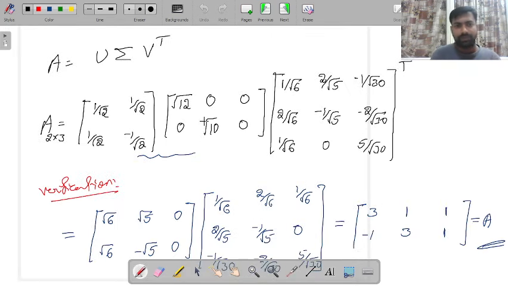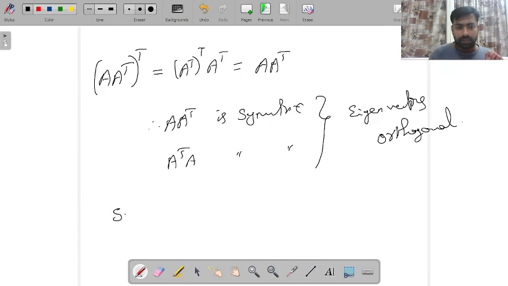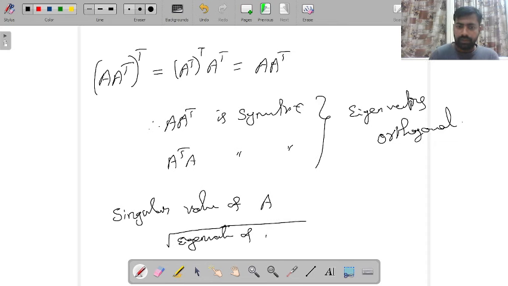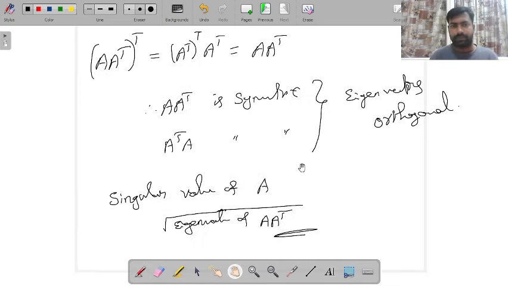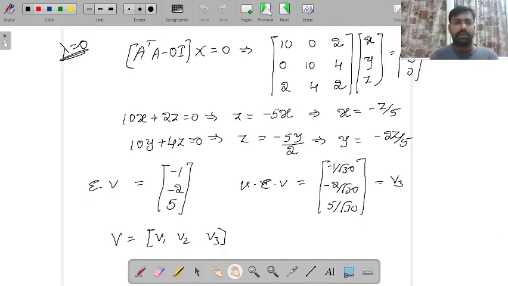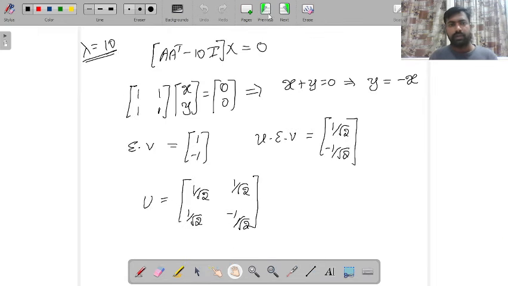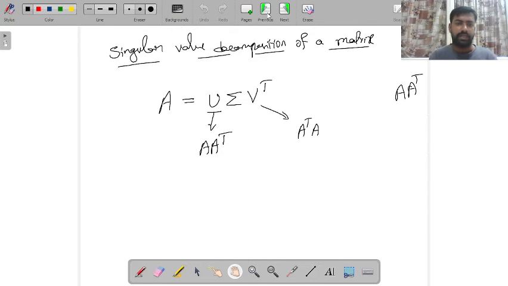And in place of sigma, you should write the square root of the eigenvalues of A into A transpose. So if you are asked to find just the singular values of A, they are nothing but the square root of the eigenvalues of A into A transpose. That's it. So these are the singular values of a matrix A. This is how you convert a matrix into SVD, like U into sigma into V transpose. So this is all about SVD.